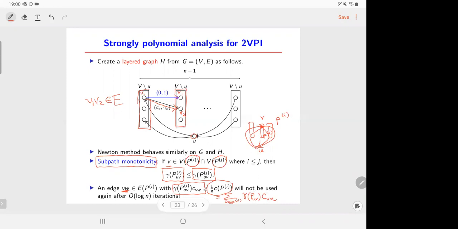And because we know that the cost of a loop decreases geometrically, after log n iterations this edge can no longer appear in future loops. Because if it appears, then it occurs with a higher gain factor by subpath monotonicity, and so you get a contradiction. This is all good because the reduced cost of every edge is non-negative, so there's no cancellation that happens. So that's the main idea for arguing strong polynomiality for Newton's method.